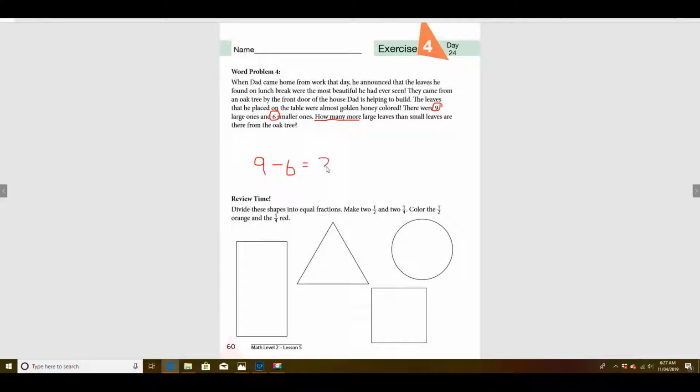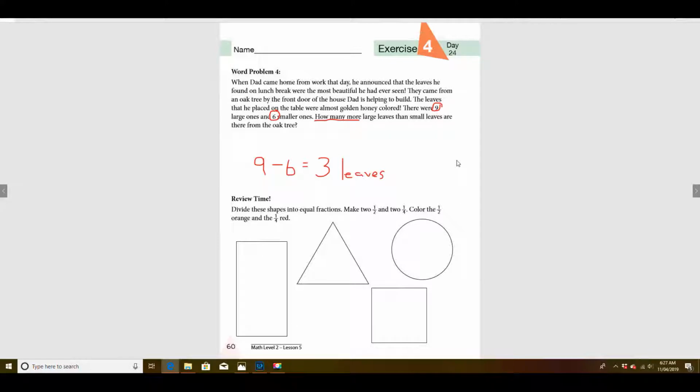Did you say 3? Good. And 3 what? We've got to label it 3 leaves. All of these were about leaves, weren't they? Now let's make sure it makes sense. So Dad found 9 big leaves and 6 little ones. How many more large ones than small ones? Okay, so he found 9 big ones and 6 small ones. So that means he found 3 more big ones than he did small ones. So that makes pretty good sense, right? Yeah, I think so.